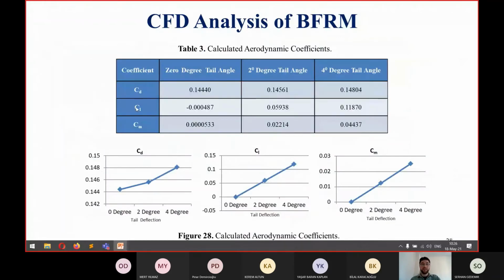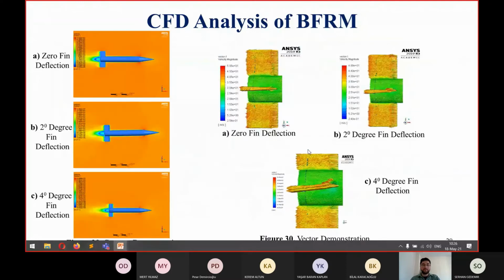And these are the calculated aerodynamic coefficients for 0, 2, and 4 degree tail angles. And this is the flow around the projectile frame. This is the contour demonstration of the flow. You can observe turbulence around the fins, and you can observe the vector distribution around the fin.